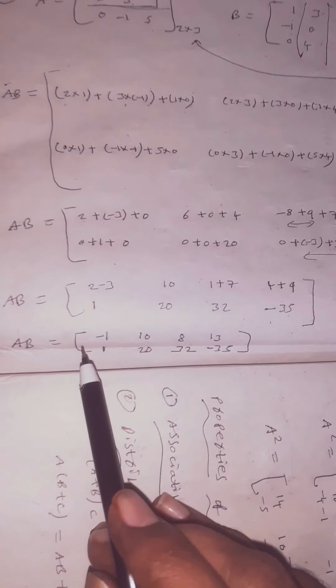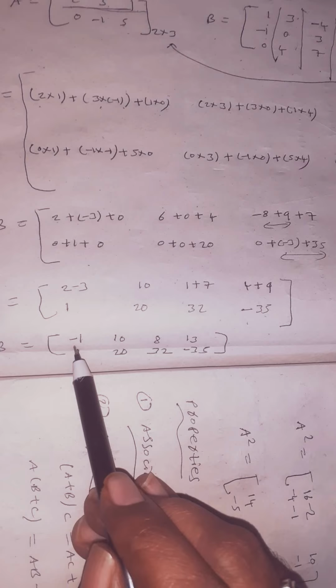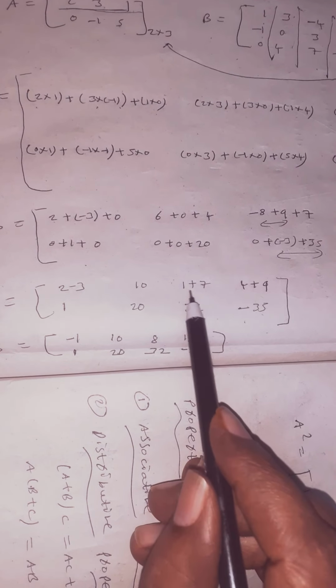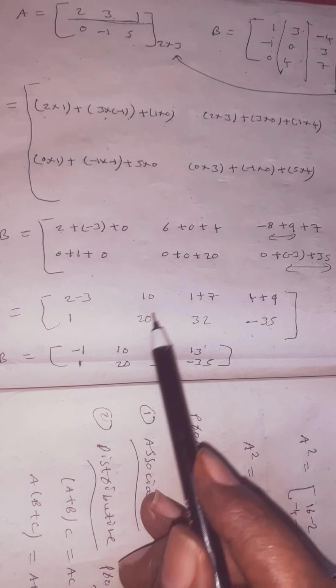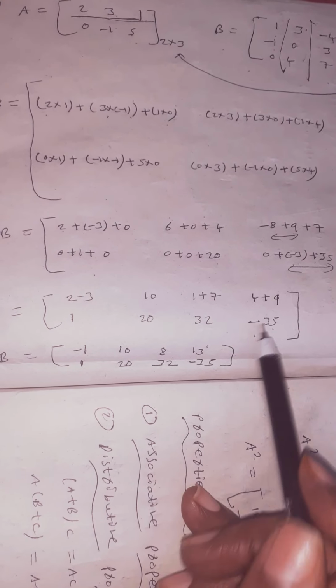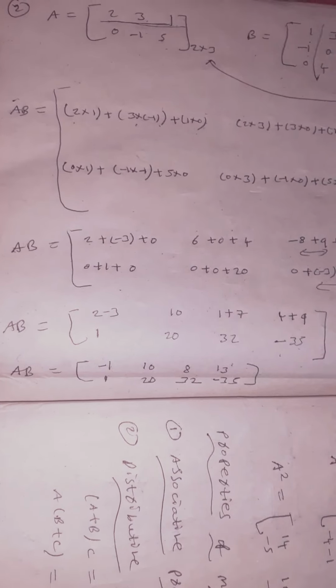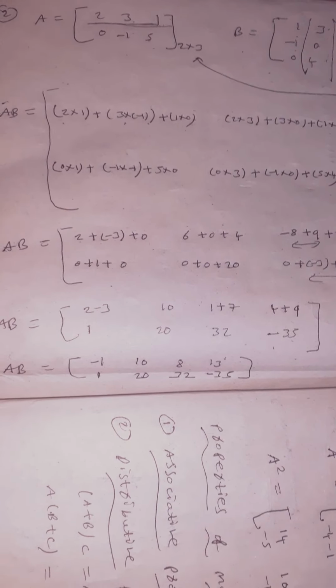Minus 35. So here 2 minus 3, how much? Minus 1. 10 I wrote as it is. 1 plus 7 is 8. 4 plus 9 is 13. 1 I wrote as it is, 20. 32 minus 35. So AB value is how much? This we got. This completes our problem.